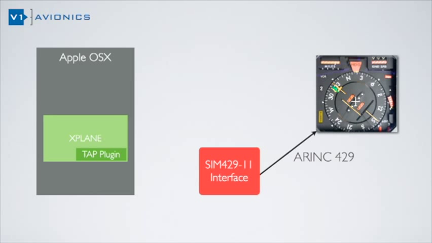We receive data from the simulator through a plugin called the TAP plugin. This plugin will be available for Microsoft Flight Simulator as well as Lockheed's Prepar3D and other flight simulators. There is also a device driver called the SIM429 device driver running on the computer running the flight simulator. The device driver sends configuration and data to the interface through standard Ethernet. So data flows from the simulator through the TAP plugin to the device driver to the interface and then on to the HSI.